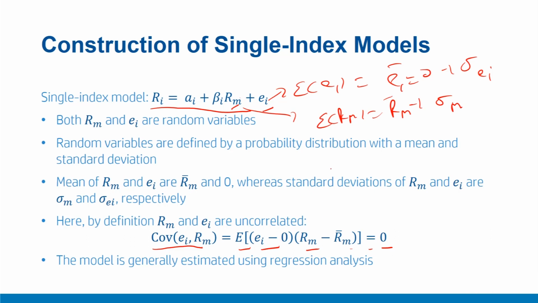Generally, this model is estimated with regression analysis. In regression analysis, by design, to a great extent it is guaranteed that Ei and Rm are not correlated over the period of analysis. So over the period of analysis, this assumption to a great extent is held by the model itself, by the design or construction, we can say.